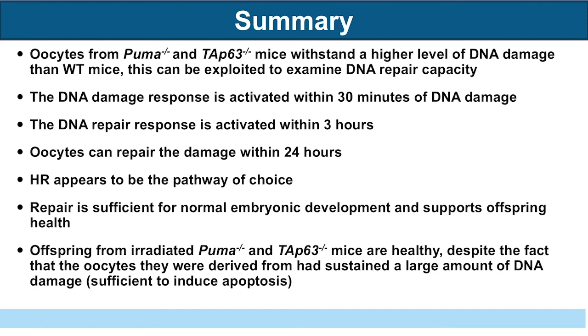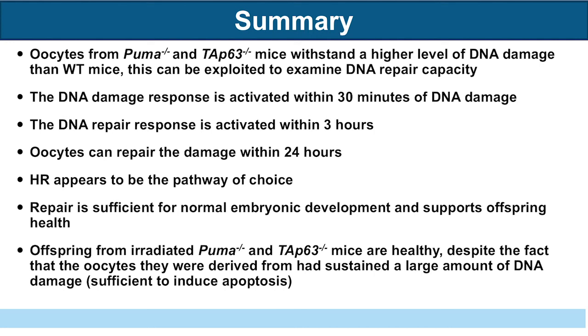So just to summarise this part of the talk, we've been able to show that oocytes from Puma and P63 mice withstand a higher level of DNA damage than wild-type mice, and we can really exploit this to begin to examine DNA repair capacity. We've been able to show that the DNA damage response is in fact activated within 30 minutes of DNA damage, and the DNA repair response is activated within 3 hours. And that oocytes can in fact repair their DNA damage within 24 hours, which is pretty quick.